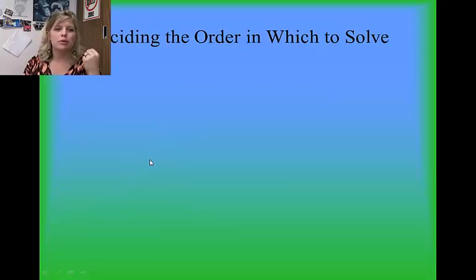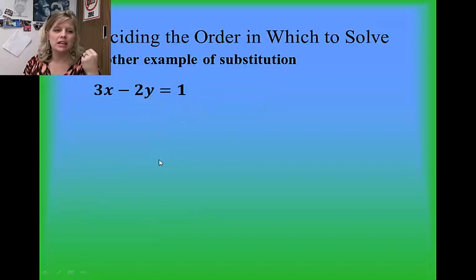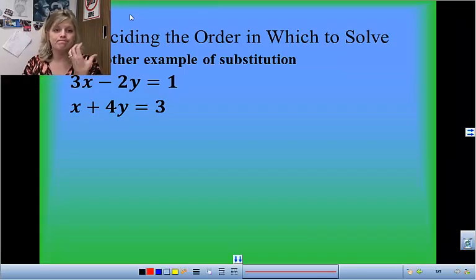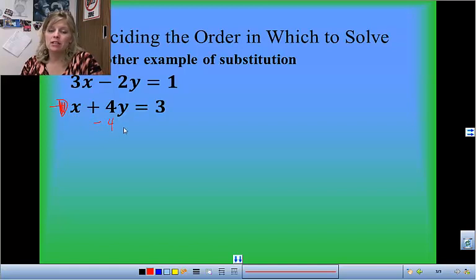So, for example, if I had to decide which one to solve for, the 3x minus 2y equals 1 or the x plus 4y equals 3, which one are you going to solve for? If it was me, I would solve for this bottom one. Why? X has a coefficient of 1, and it's going to take me one step to isolate x, to get it alone, by subtracting 4y from both sides. So I have x equals 3 minus 4y.